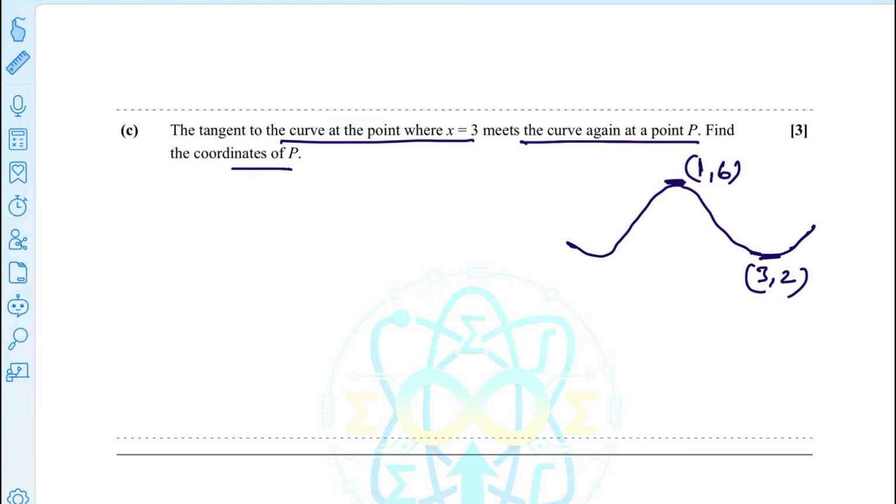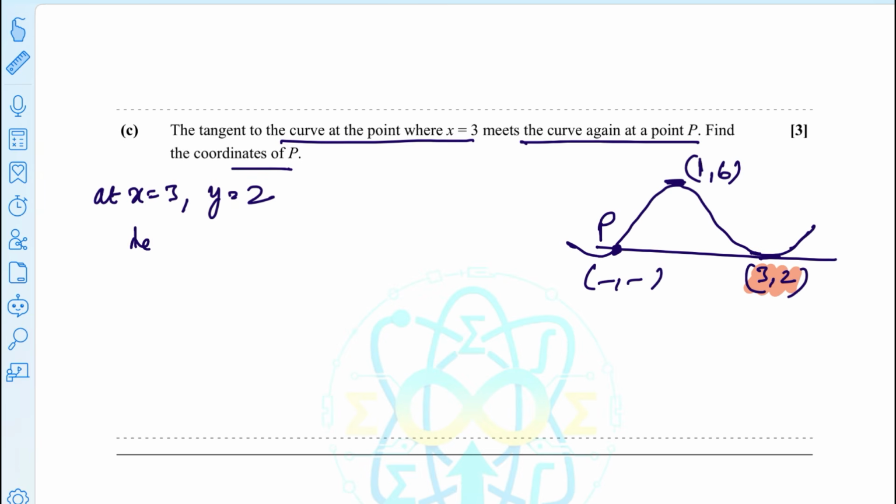If I try to draw, for example, a tangent like this, intersecting the curve at point P, the question is to find the coordinates of this point. So first we'll find y at x equals 3. We have already done this: x equals 3, y equals 2.